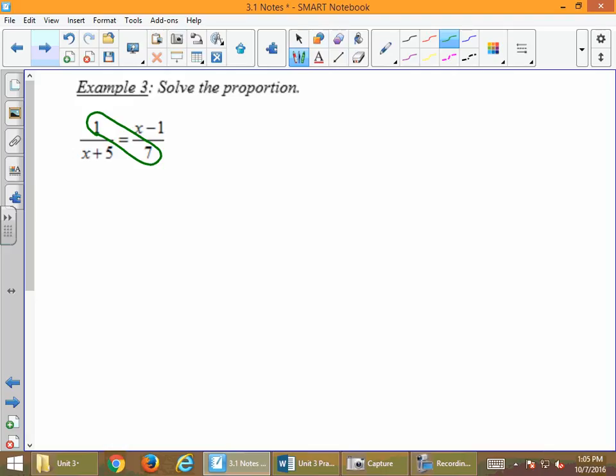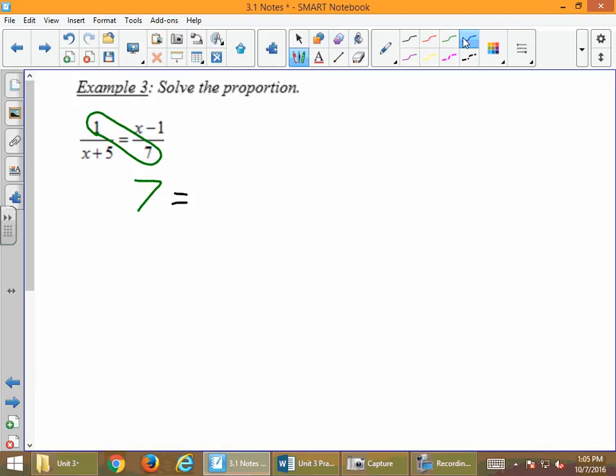Well, I'll do the first one for you because I'm a nice guy. 1 times 7 is a 7. Good for you guys. Now you have to figure out the other side. I will help you out a little bit here. I can't do this in my head. I'm not going to do x plus 5 times x minus 1. I know it's not going to be 7.